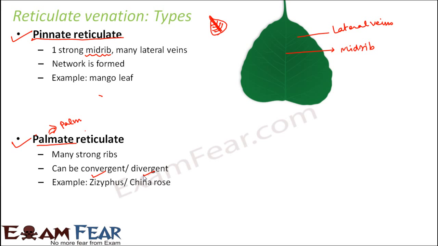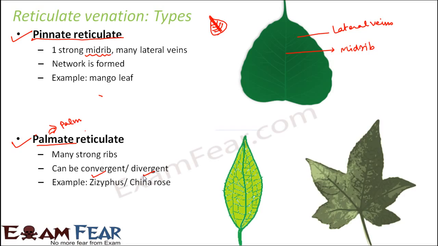Some examples where we see palmate reticulate are ziziphus or China rose. So this is how it looks. If you look at these leaves, you see there is not a single midrib. This is a strong rib, this is again a strong rib, this one is again a strong rib. So there are many strong ribs. Similarly, if you look at this, this one is a strong rib.